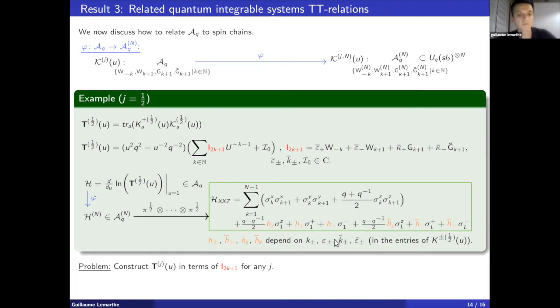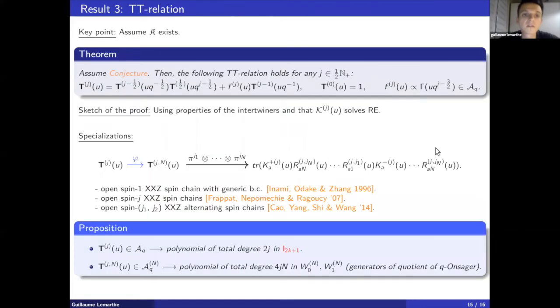So one thing that we may wonder here is how can we construct Tj of U in terms only of the I to k plus 1, in terms of these generators? So the answer is the Tj relations. So assume the conjecture and assume the universal K matrix. So the conjecture tells you that ball kj equals some central elements times the fused k operators. Then we can show that the Tj relation is directly satisfied. Okay, I will skip this.